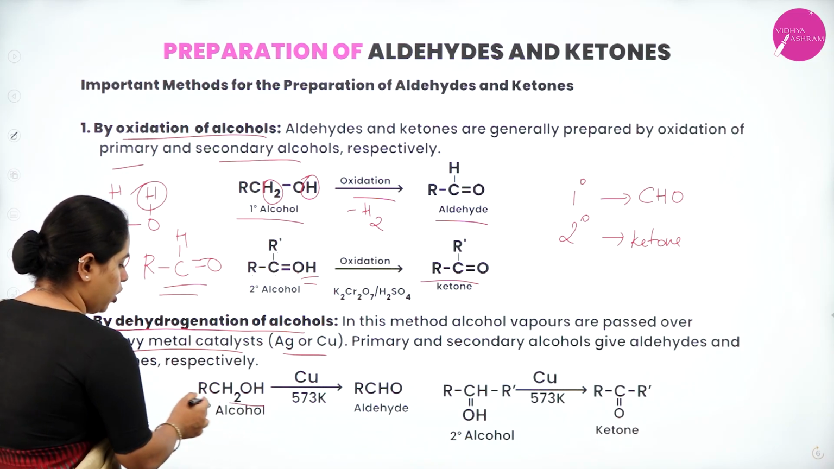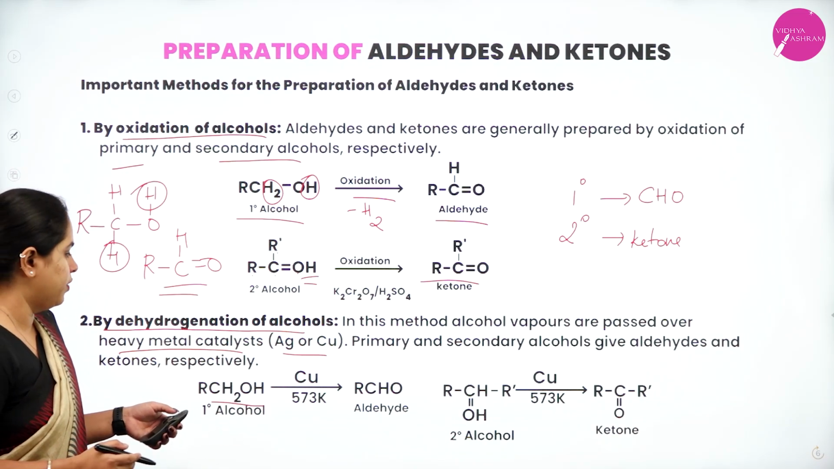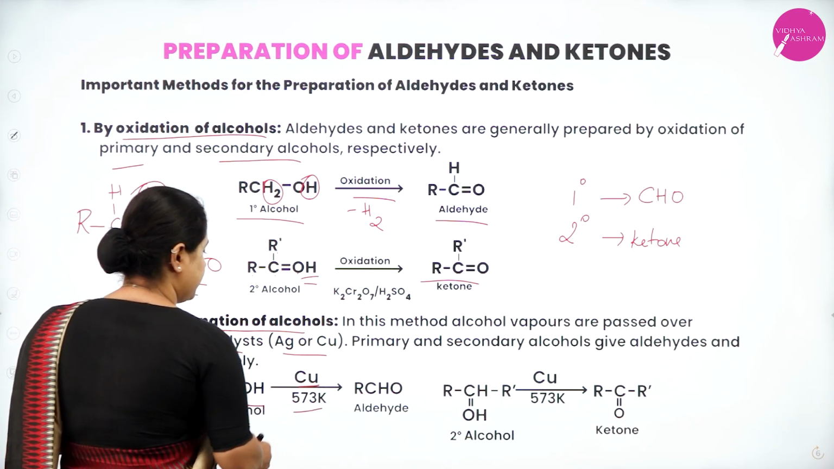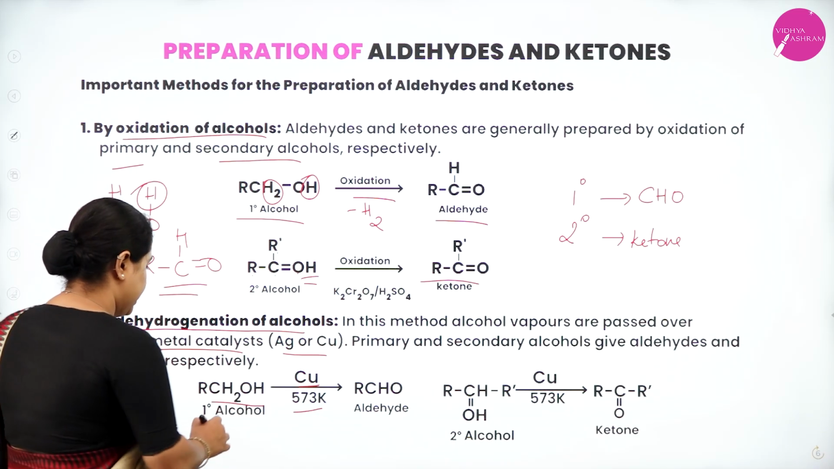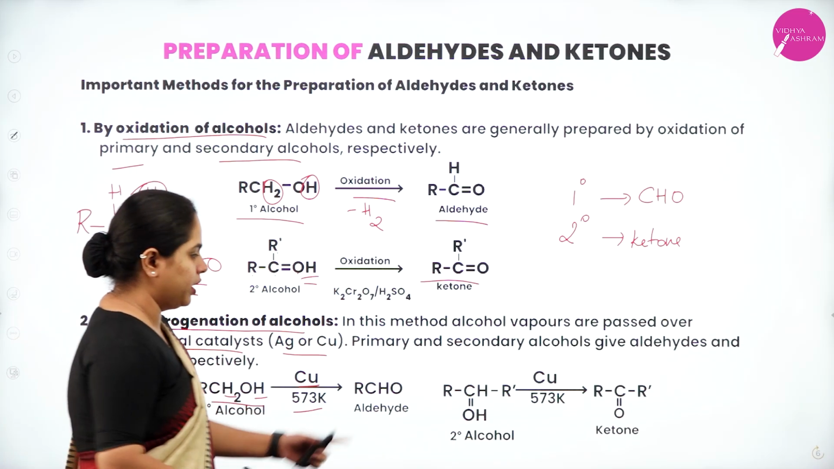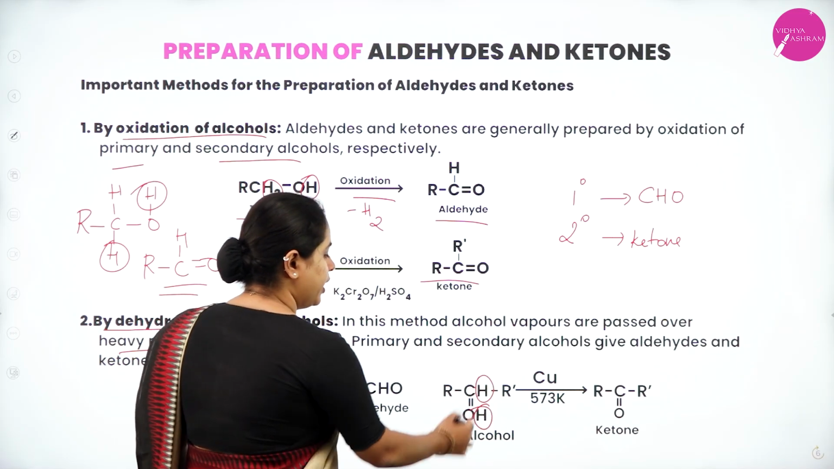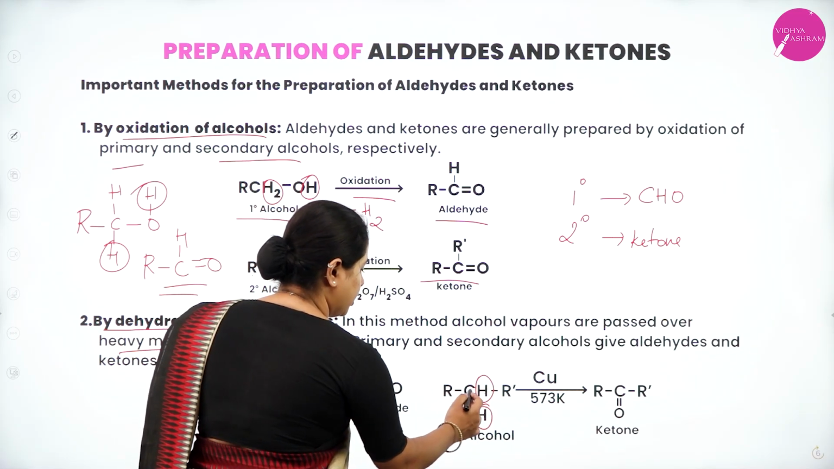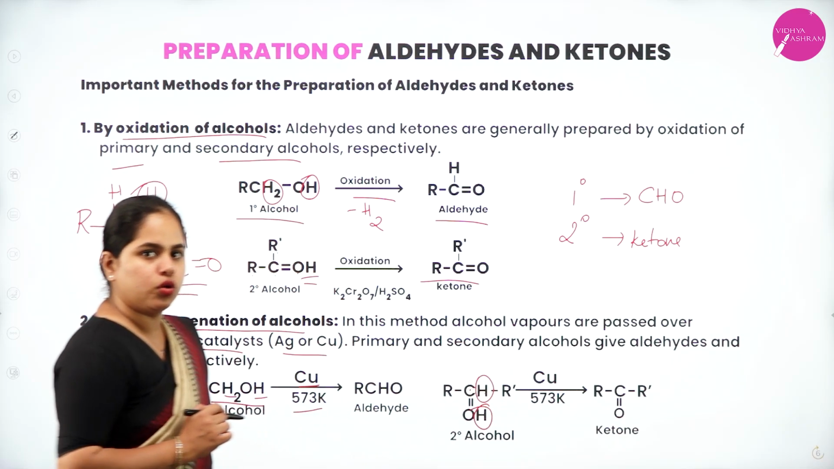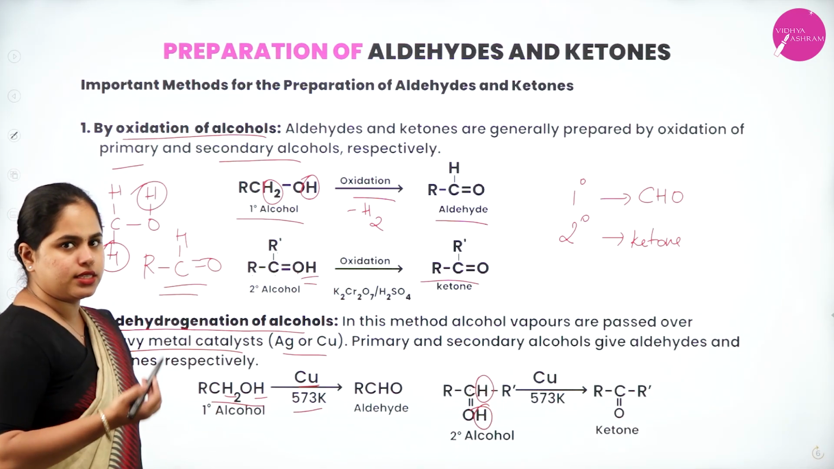The primary alcohol RCH2OH, in the presence of copper at 573 Kelvin, we are going to get an aldehyde. Again, hydrogen will be removed from here. For the secondary alcohol also, you can see here, hydrogen and hydrogen, H2, will be removed. So what you will have is RCOR dash, that is the ketone. Clear? So these two methods are similar itself.